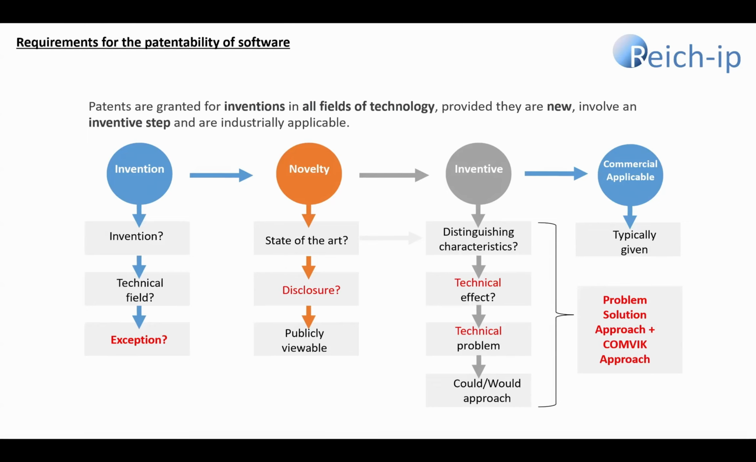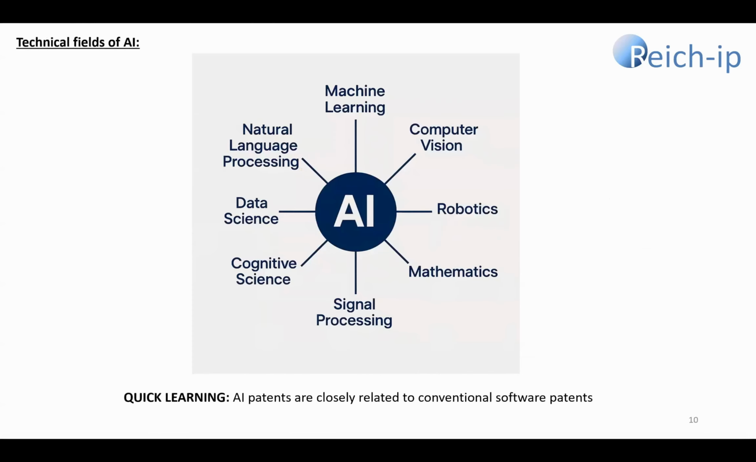And there we have a very famous case law, namely the Comvik decision. And the Comvik decision, I'm going to explain in more detail to you. This is really the underlying procedure or the strategy of how we examine AI patents or in general software patents.